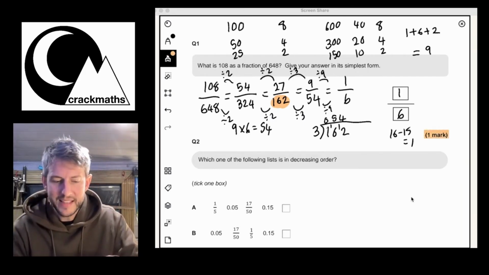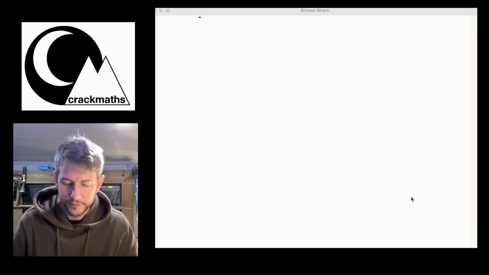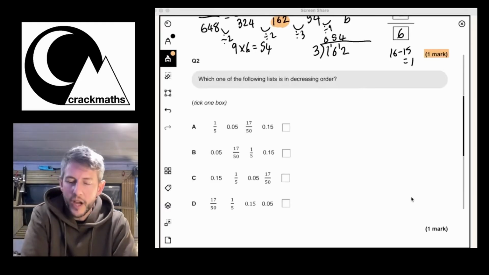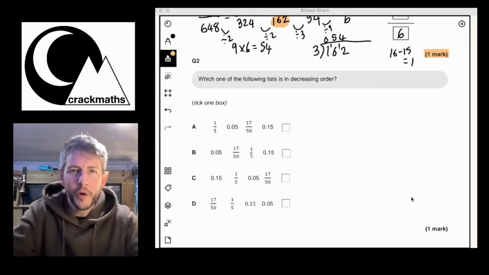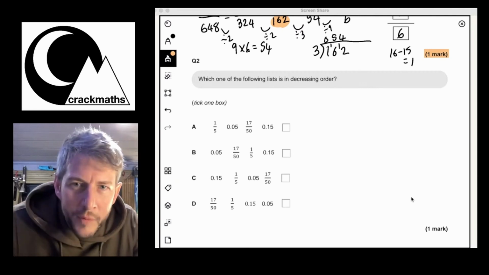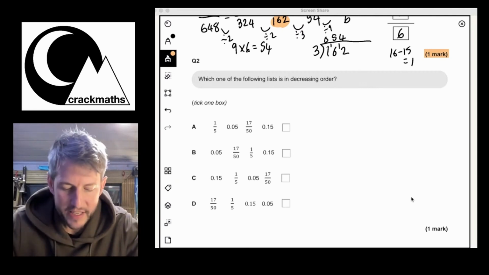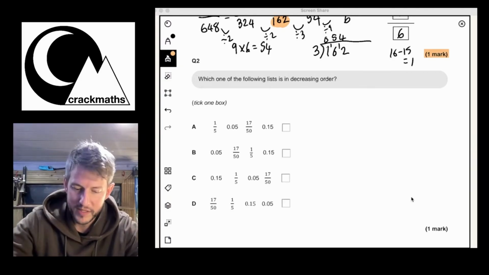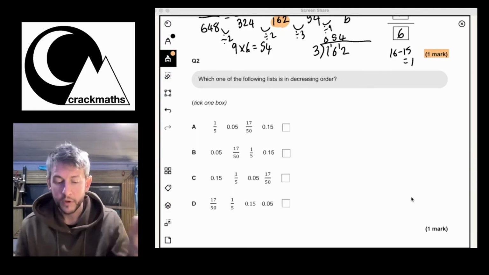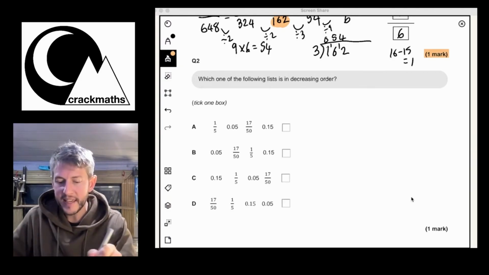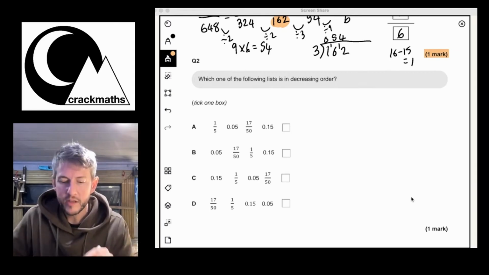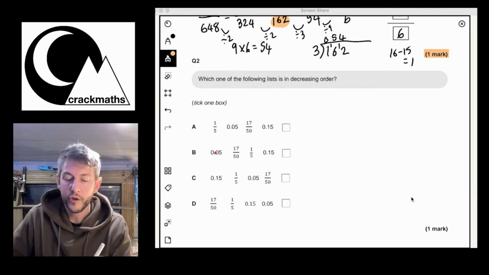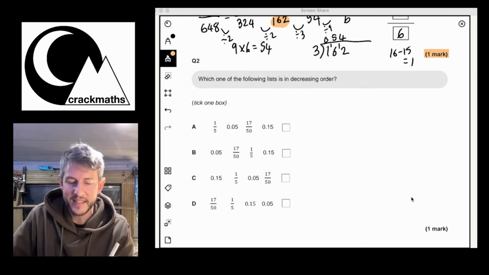Right, let's have a look at question 2. So here we go. We've got which of the following lists is in decreasing order. So that means going from largest to smallest. Right, from the bat, I can see that B does not go from largest to smallest because I know that 0.05 is less than 0.15.